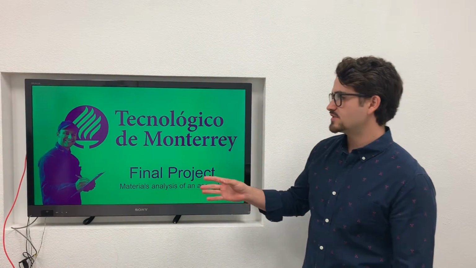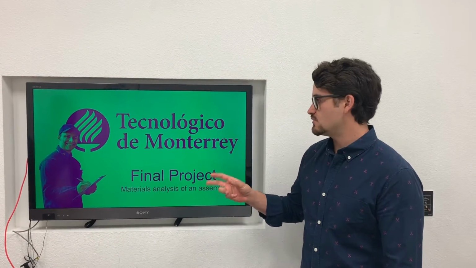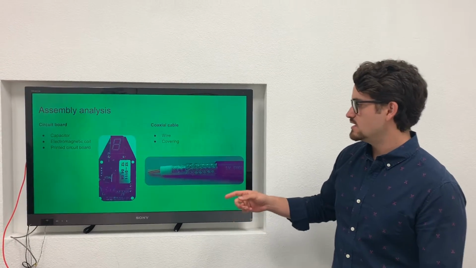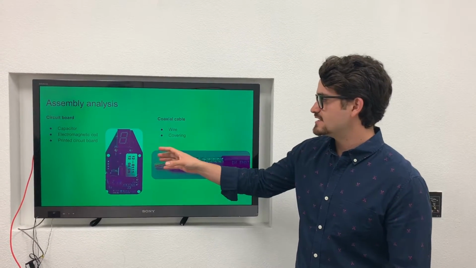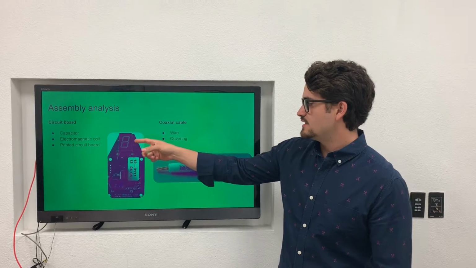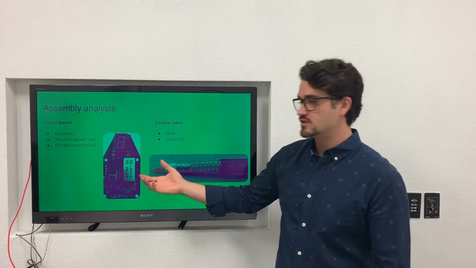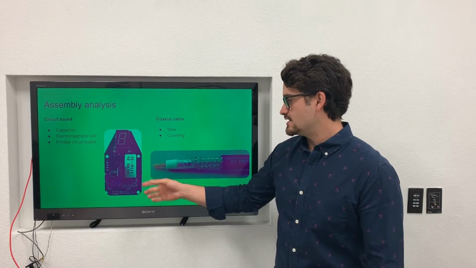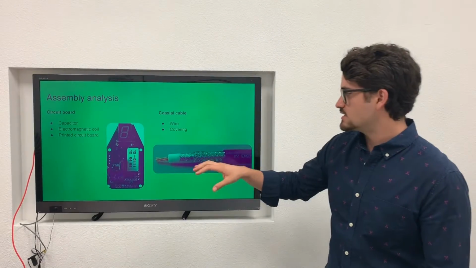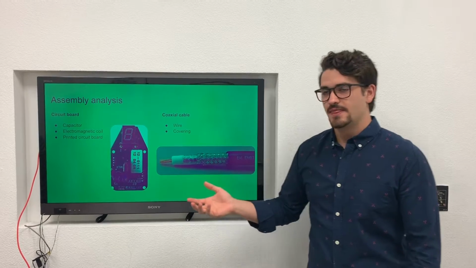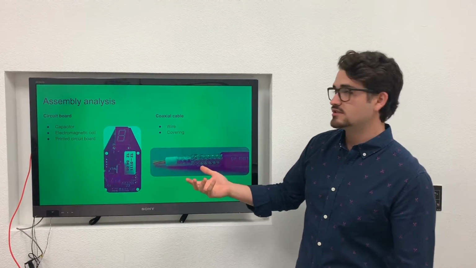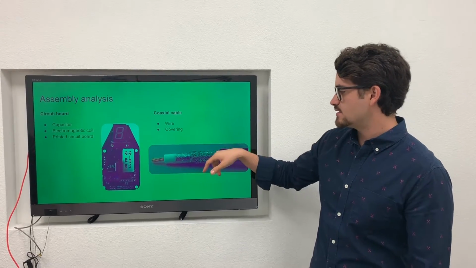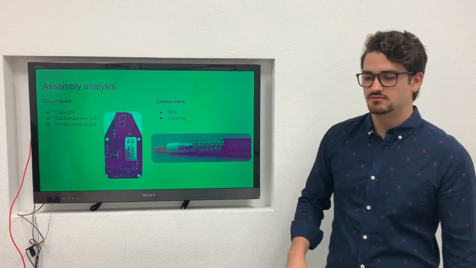In this particular case, we have two studies. The first assembly was a capacitor, an electromagnetic coil, and a printed circuit board. We found this element in the trash, and this was our first example. For our second example, we bought some coaxial cable, which contains wire and covering. This has several pieces within the cable.